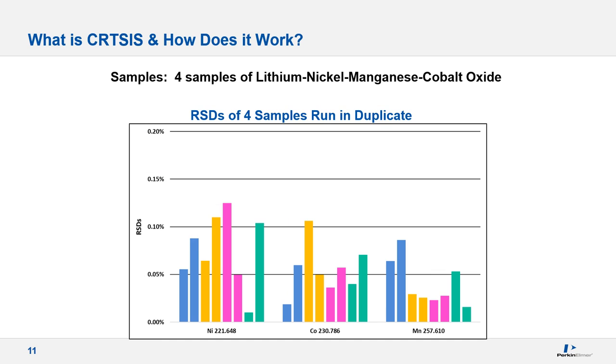Here we see the RSDs for nickel, cobalt, and manganese from 4 different samples of lithium, nickel, manganese, cobalt oxide using the method from the previous slide. Each sample is run in duplicate and each sample is represented by a different color bar. These results show that all the RSDs are less than 0.15%, with most wavelengths having RSDs less than 0.1%, demonstrating that Avio is capable of providing results with very high precision.